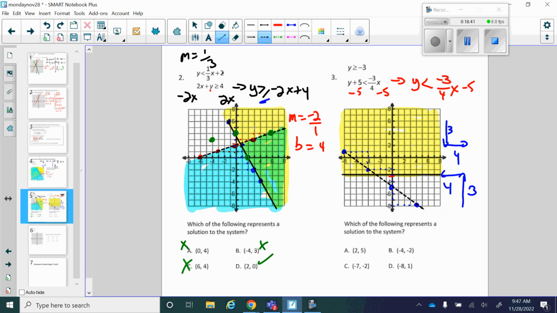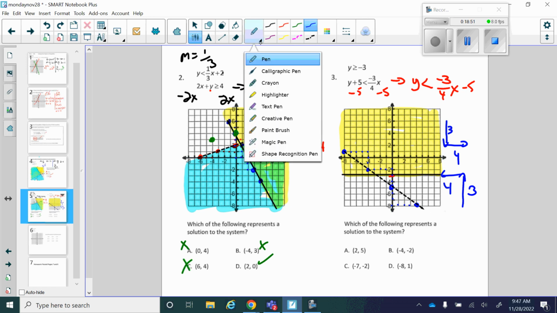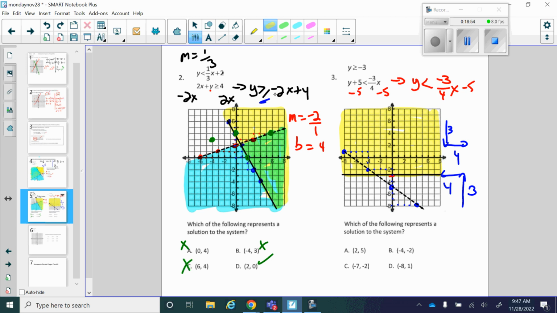Good. And what am I going to shade now? It's less than, so I'm going to shade below the line. Below the line is going to be everything here. Now you start to see my overlap region. It's that little piece of green area. So let's see now which of these points are in that overlap area.